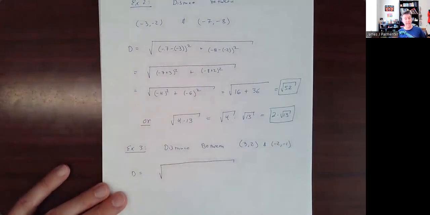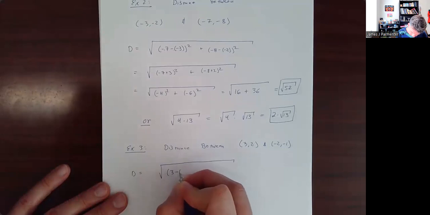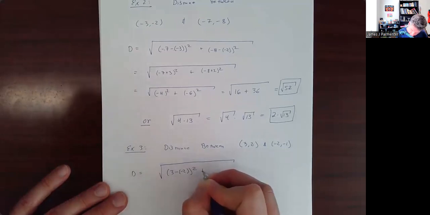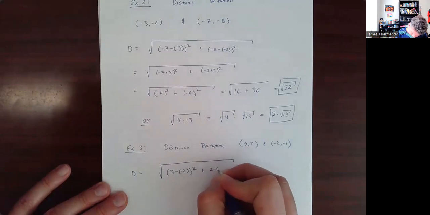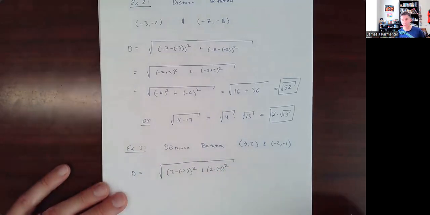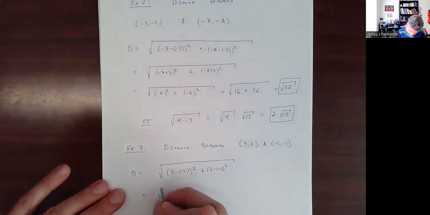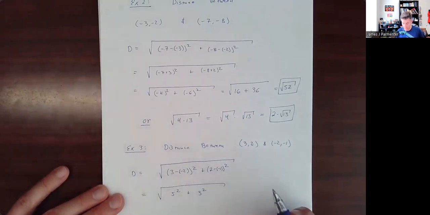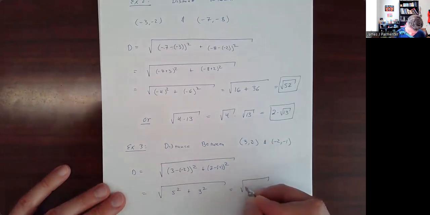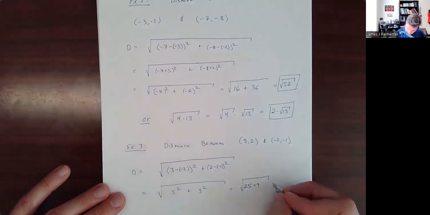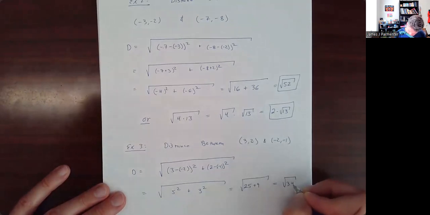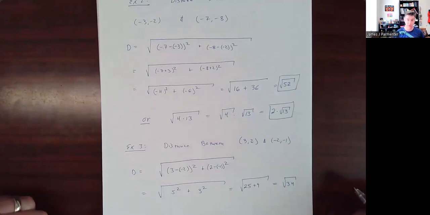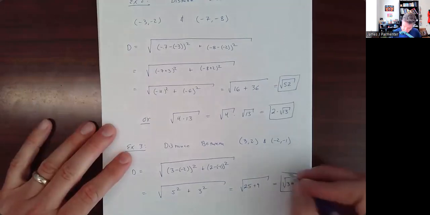I feel like it's easier for me to calculate 3 minus -2 squared plus 2 minus -1 quantity squared. So I'm going to get 3 plus 2, which is 5 squared, and 2 plus 1, which is 3 squared. Right? Because minus a minus makes it a plus. And then you have the square root of 25 plus 9, which is the square root of 34. And that's as simple as that gets. 34 doesn't have any square factors. Its factors are 2 times 17. So we're just stuck with that.